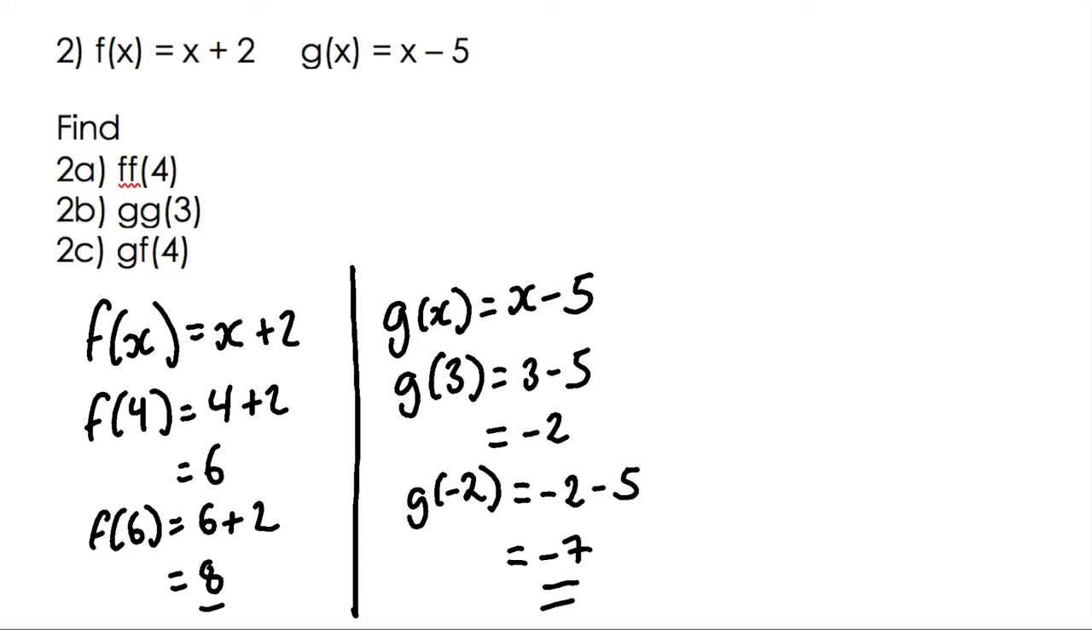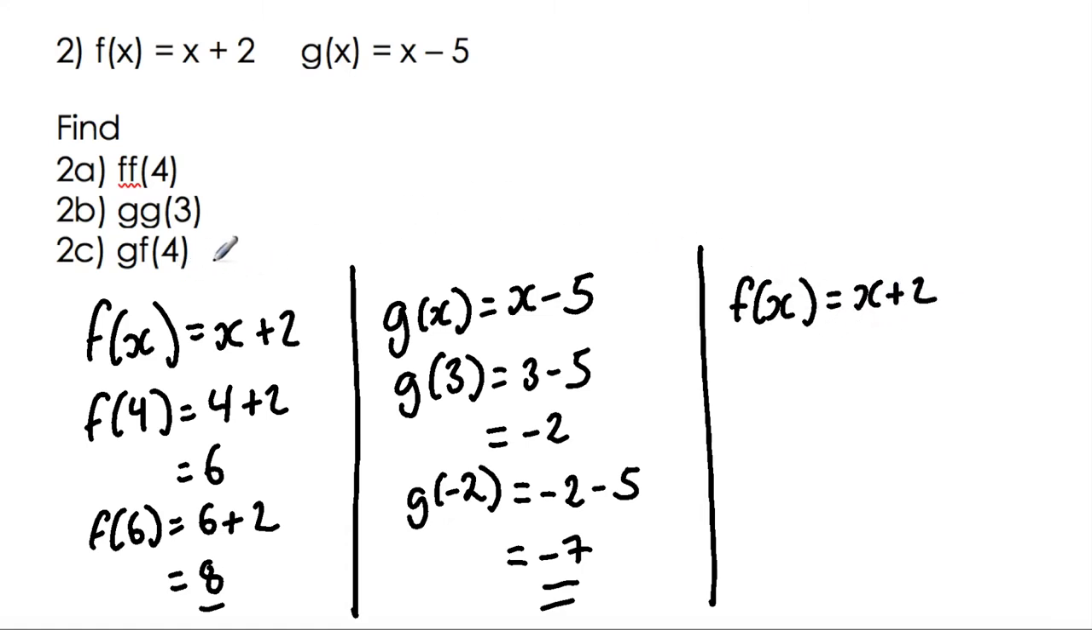2c, g compose f of 4. Again, I'm going to start off with the function f of x. So f of x is equal to x plus 2. I'm going to substitute the value of 4 into the function f of x. So f of 4 is equal to 4 plus 2. 4 plus 2 is 6.